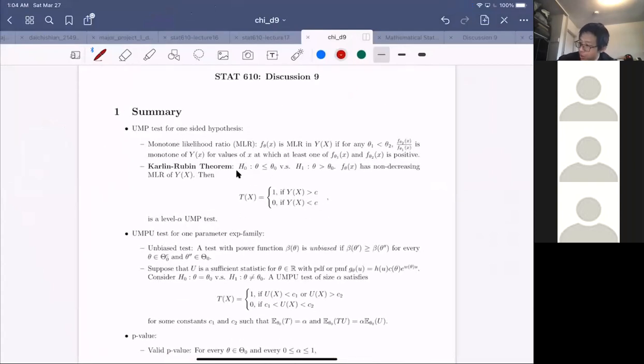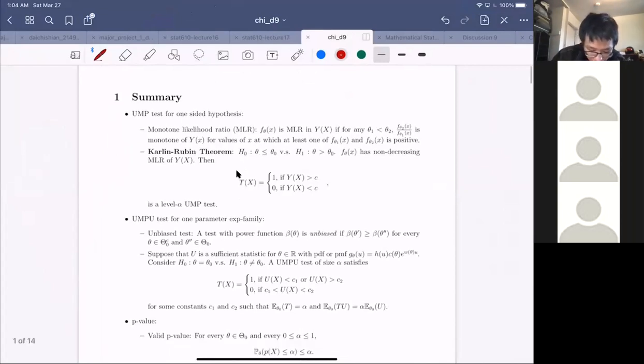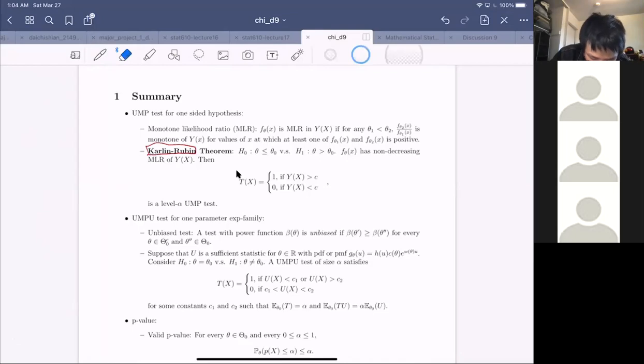This week is also about hypothesis testing. Last week we had the Neyman-Pearson lemma, and you can find a UMP test for the test. Look at this.